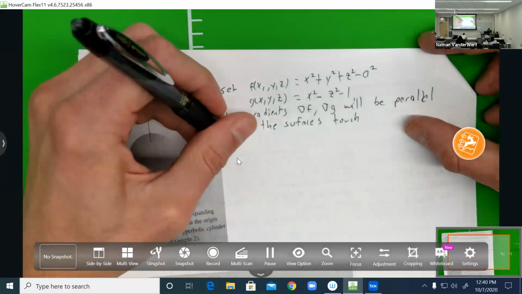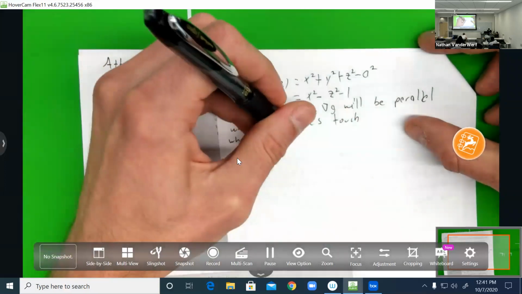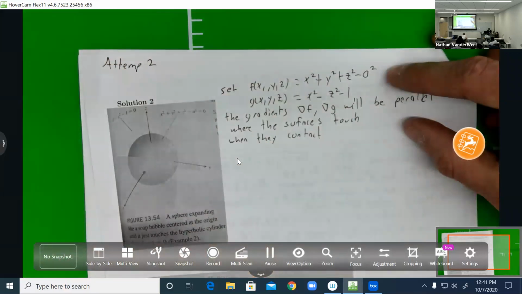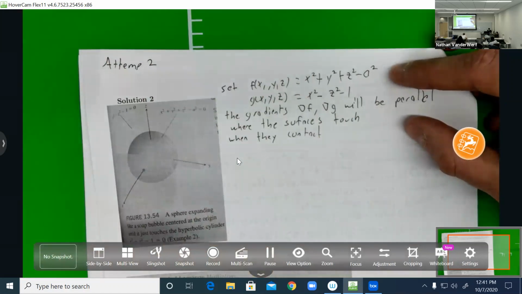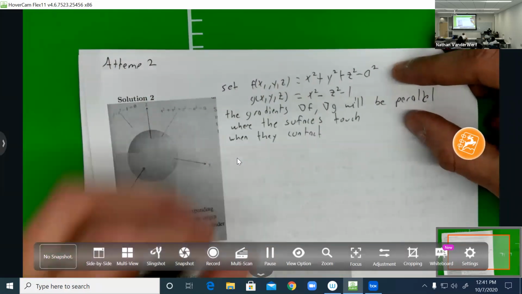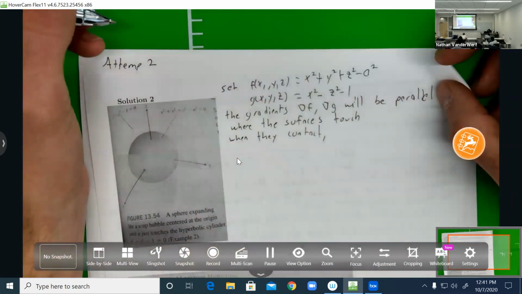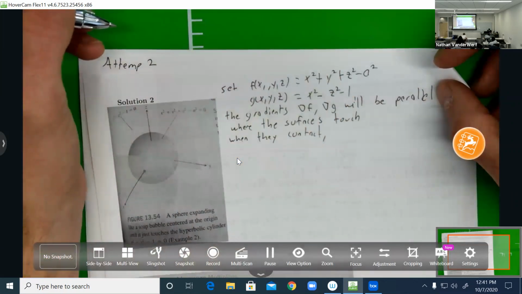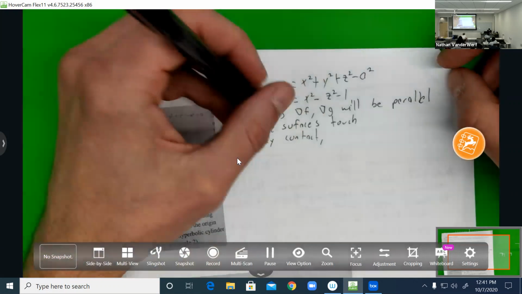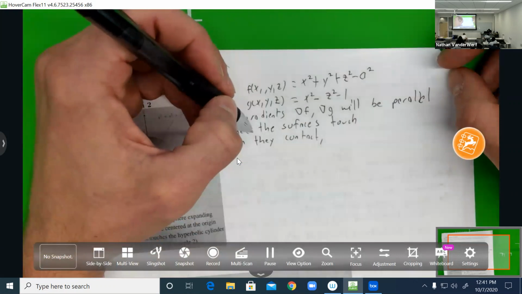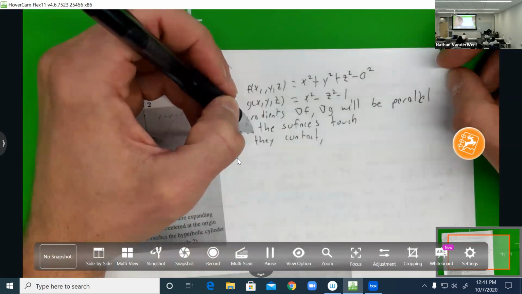So when they come into contact, at some value of A, for example, we found this A to be 1. We already know this A is going to be 1 from our previous solution. But when they do come in contact, we should have that the gradients are parallel where the surfaces touch.